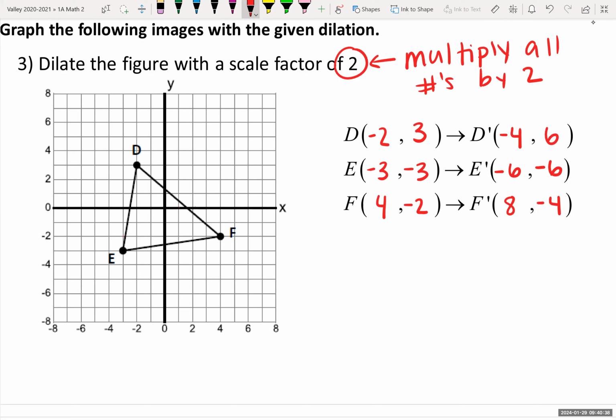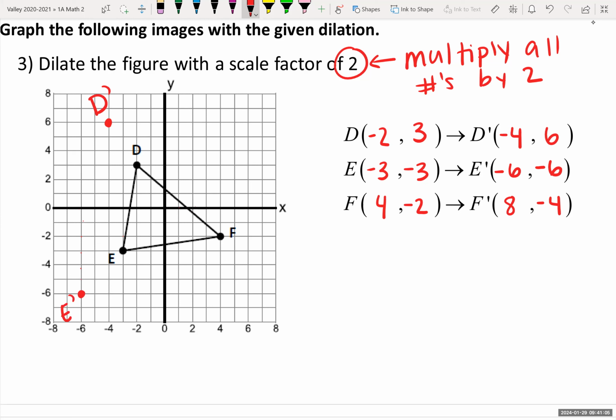Then we graph it. So the D prime, -4, left 4, up 6. And that's D prime. Label it. Make sure you put the prime, the exclamation, which is prime. Then -6, -6. The left and down, and that is our E prime.